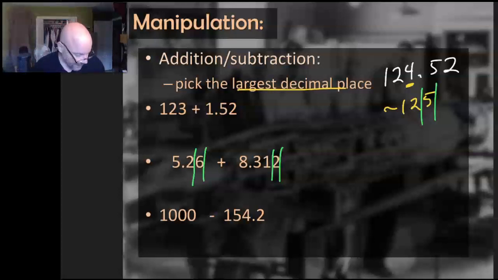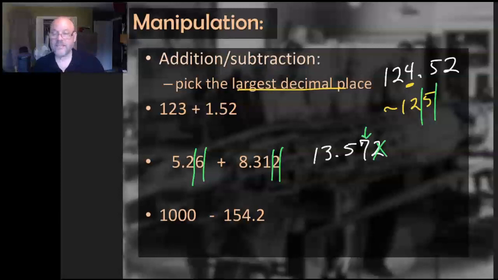So what we're going to do, we're going to add these things up, and we get 13.572. But the fuzziness at this level right here obliterates that one. So when we get ready to record or report our answer, we're going to say 13.57. Now, something weird just happened there. Did you see that?